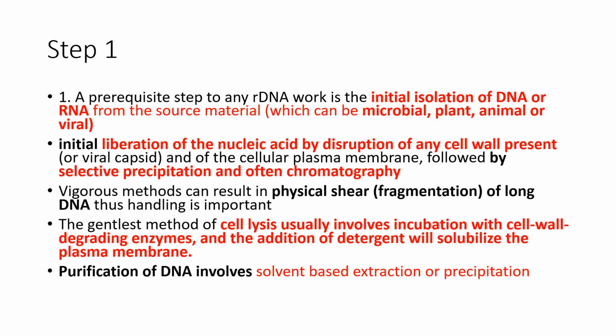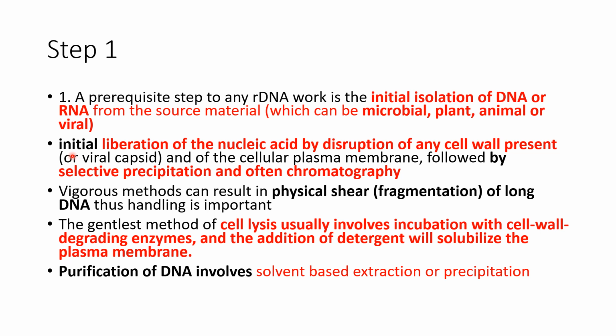Okay, so let's look at these steps in detail. Let's begin with step number 1. Step number 1 is identification and isolation of the DNA of interest. A prerequisite step to any recombinant DNA work is the initial isolation of DNA or RNA from the source material, which can be microbial, plant, animal, or viral. So let's begin. How do we isolate this DNA of interest?